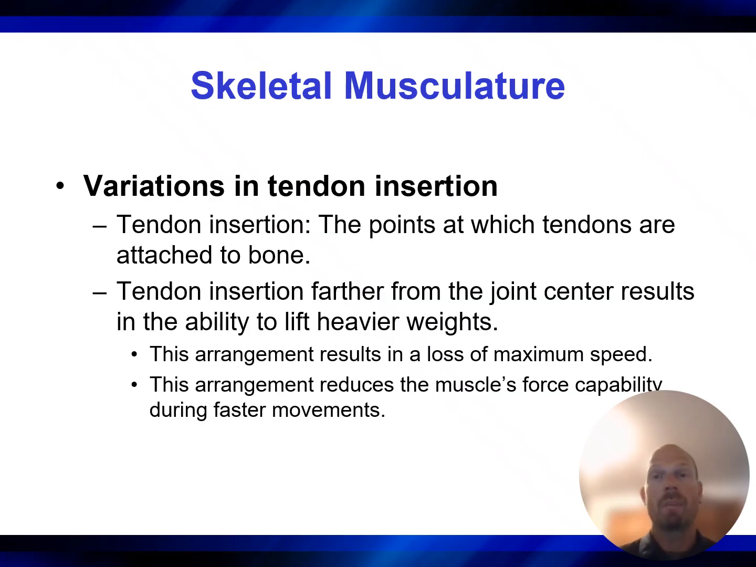Genetic differences play a massive role in lifting potential. Individuals whose tendons insert further away from the joint center have longer moment arms, allowing them to naturally lift heavier weights. However, the structural advantage comes with a trade-off, a noticeable loss in maximum movement speed.